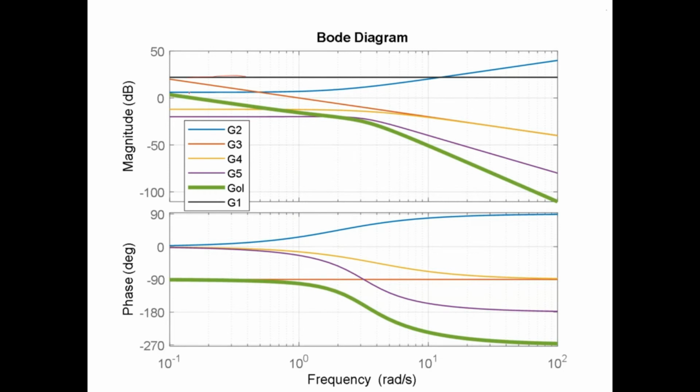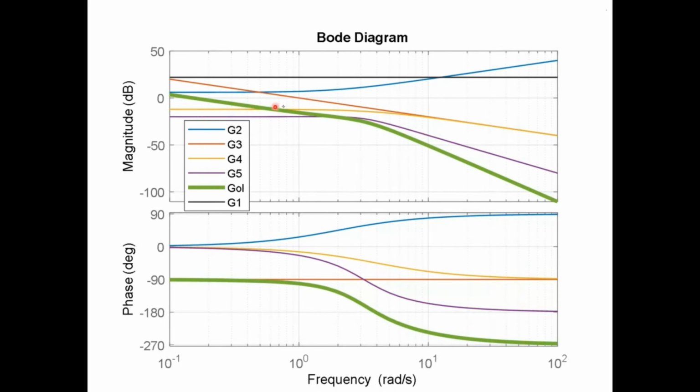Then you have G2, which is your pure first order lead. You can see it coming fairly level, then it curves up at 20 decibels per decade as the frequency increases. And you can also see the phase lead here. It goes from 0 to plus 90. Then G3, that's a pure integrator. It's coming down minus 20 decibels per decade on the magnitude plot, just this orange line. The phase has a minus 90 contribution right through.